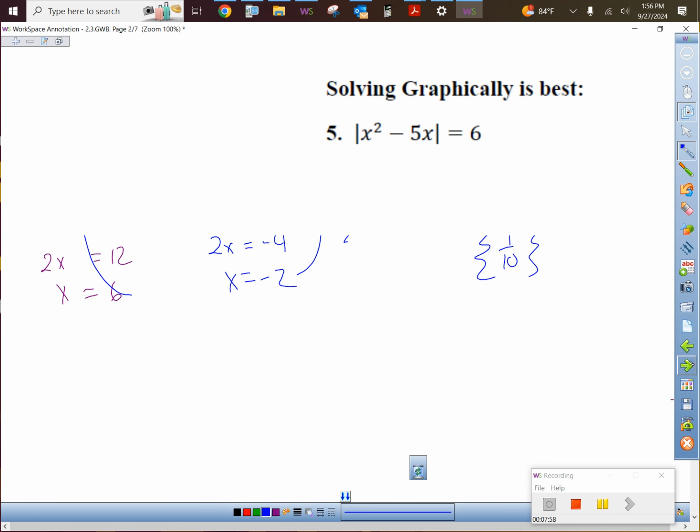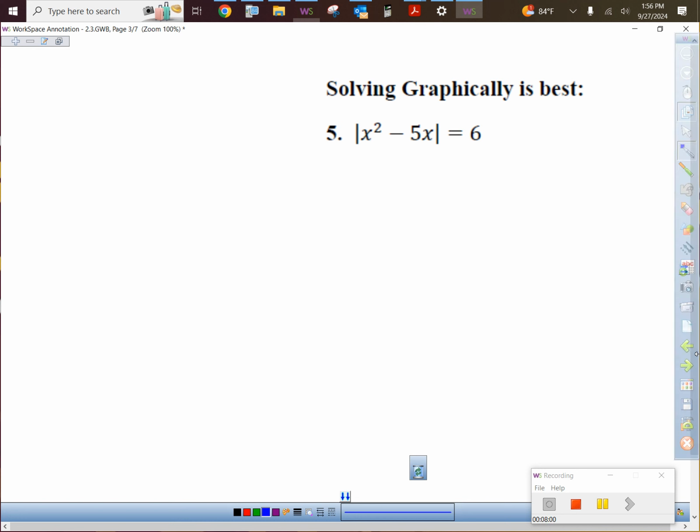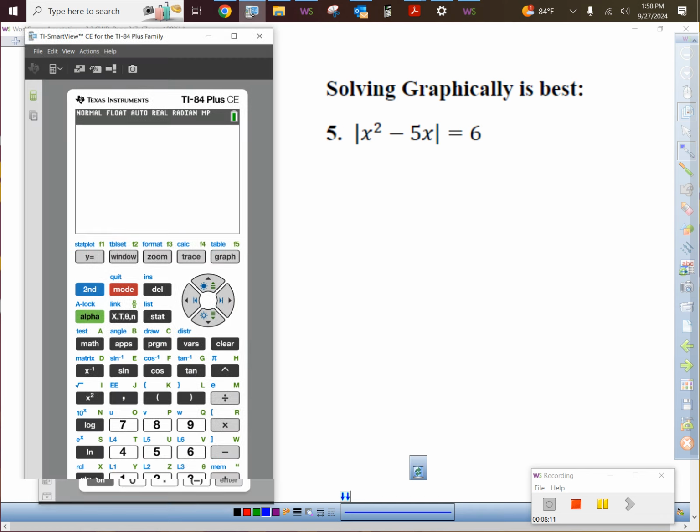But on the 5th one here, ain't no way I want to do algebra on that one, because look what's inside the bars. Quadratic stuff. Are you with me on this? It's got x squareds and all of that. So what we're going to do is we're going to graph it.